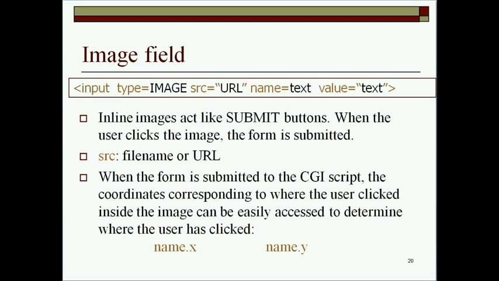An image type of field provides an alternative to the buttons that we saw earlier, and it allows you to use inline images that act as buttons. So say, for example, that you do not like the button that the browser by default is using to display submit or send or reset.